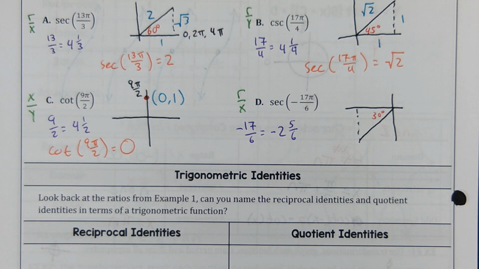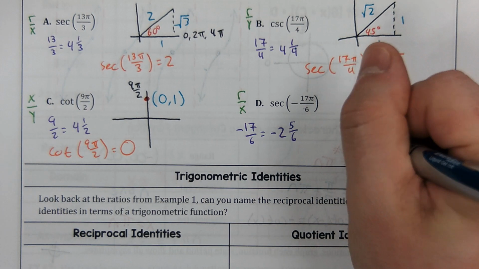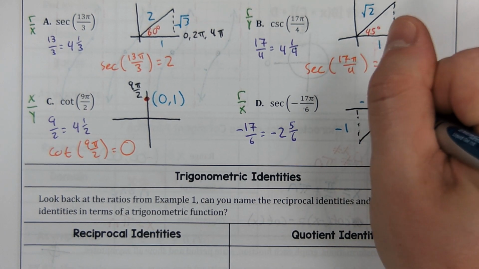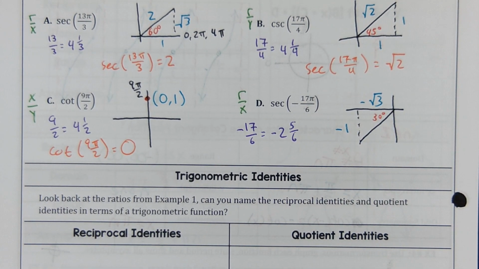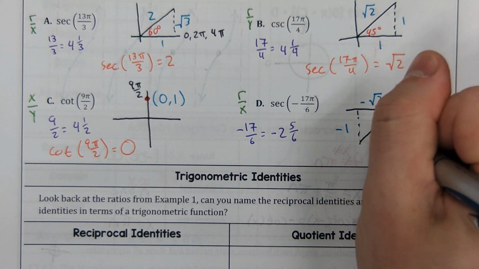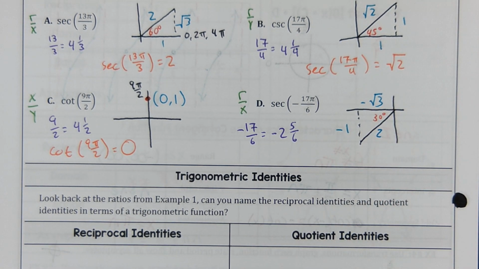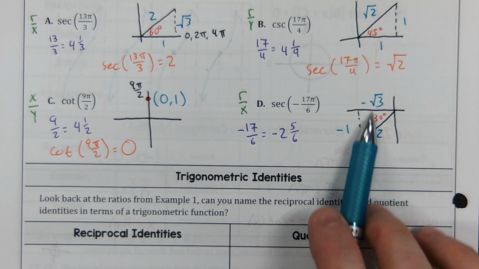What's always across from a 30-degree angle? A 1. But I'm in quadrant 3, so Nyla says it's negative. She's right. That means this is the root 3 side, but since it's quadrant 3, it's also negative. Radius is always positive. Secant is r over x. Oh!